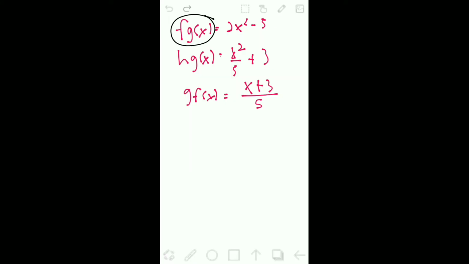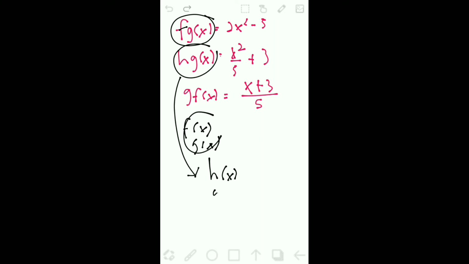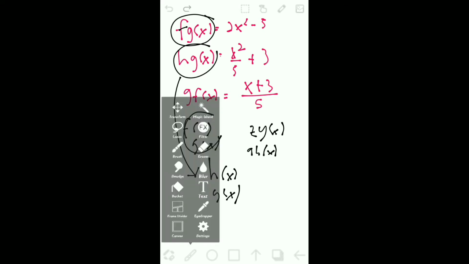So if you can see here, it has two functions. By definition, it is a composite function because it has two functions. Actually f(g(x)) is composed of f(x) and g(x), and h(g(x)) is composed of h(x) and also g(x). It can be anything, it can be z(y(x)) or maybe a(b(x)), something like that. So the key point here is if there are two functions combined together, then it is defined as a composite function. So it is as simple as that.